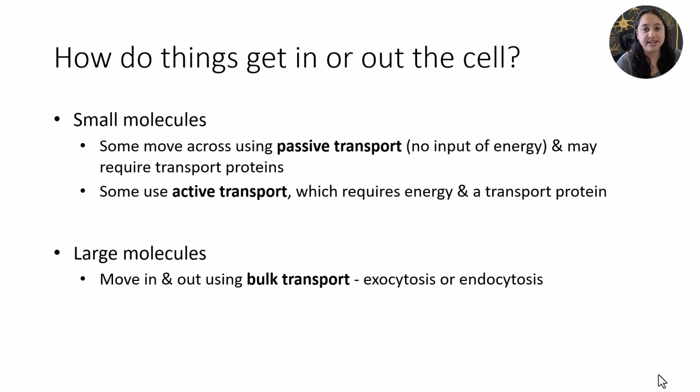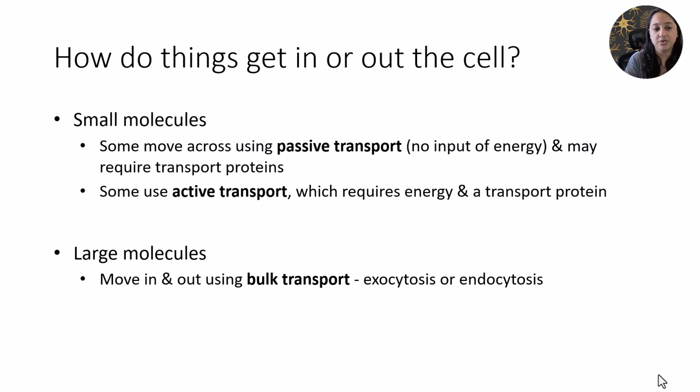So how do things get in or out of the cell? It depends on the size of the molecule and other chemical characteristics of the molecule. Some small molecules can move across the cell membrane using what's called passive transport, so there's no input of energy. This can happen on their own. The molecules can come in and out, or they may require transport proteins for help to get in or out of the plasma membrane.